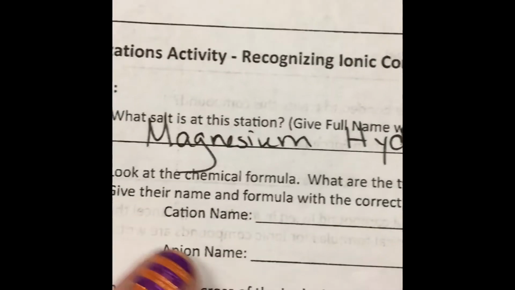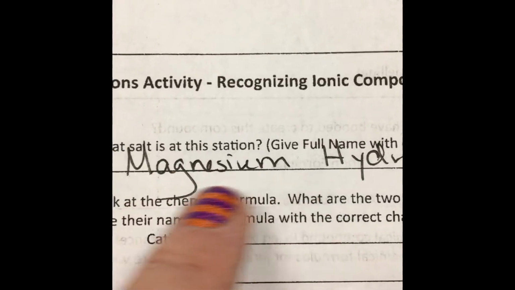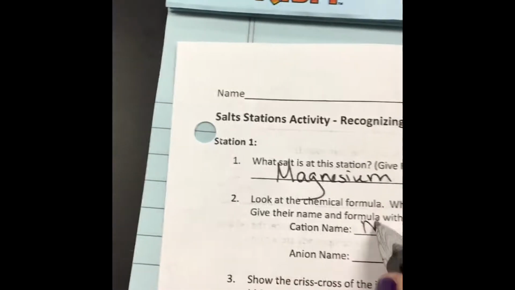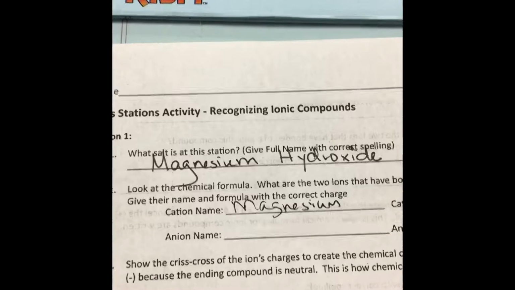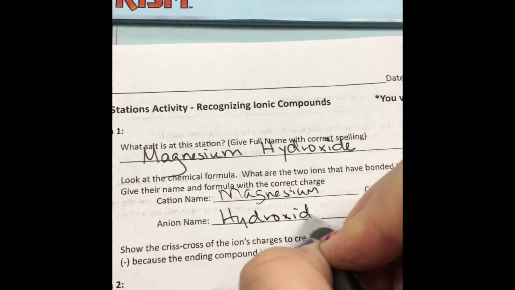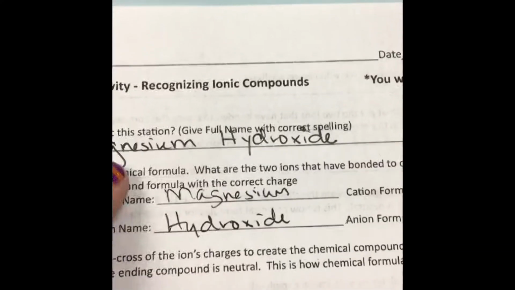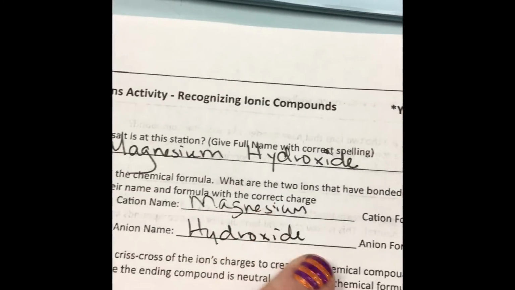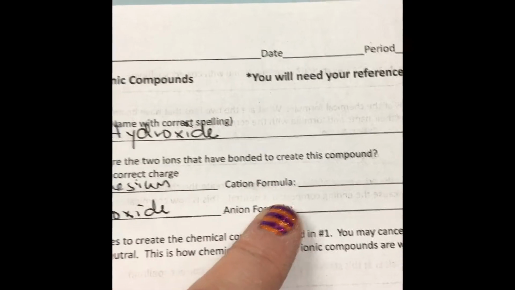And then what we're going to do is break that into the cation and the anion. So the cation is always written first. So I'm just going to write the name of the cation, magnesium, and the name of the anion, which is hydroxide. Okay, so I just broke that into two parts. And our ionic compounds are always composed of one or more cations and one or more anions. So it doesn't matter how many, you just name it the same. Okay, so then what we have to figure out is the formulas for those.